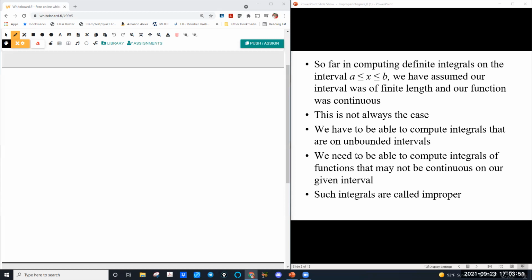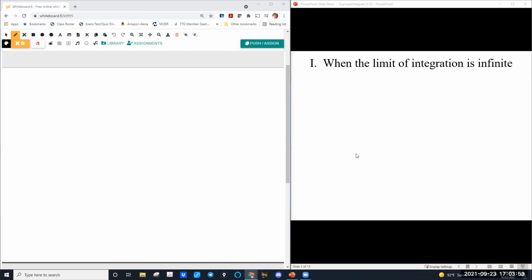The first case is very, very easy to identify, and that's when the limit of integration is infinite. You're going to see something like this. Notice that upper limit is infinity. So when one of the limits, or both the limits, are infinite, it'll be very obvious in the problem. So the question becomes, now that we know we have an improper integral, can we calculate this?